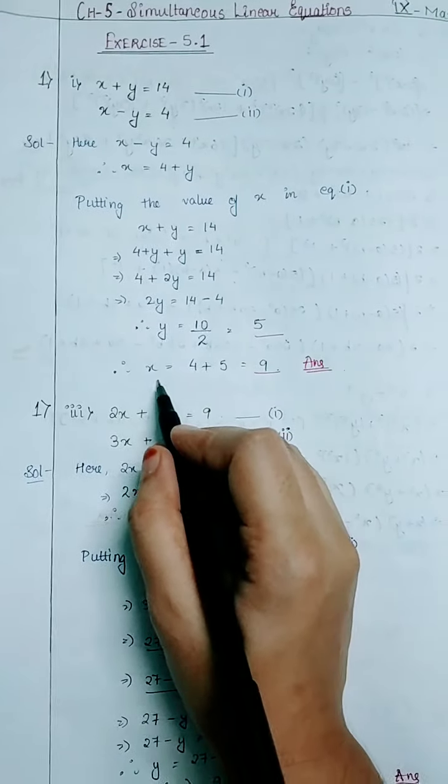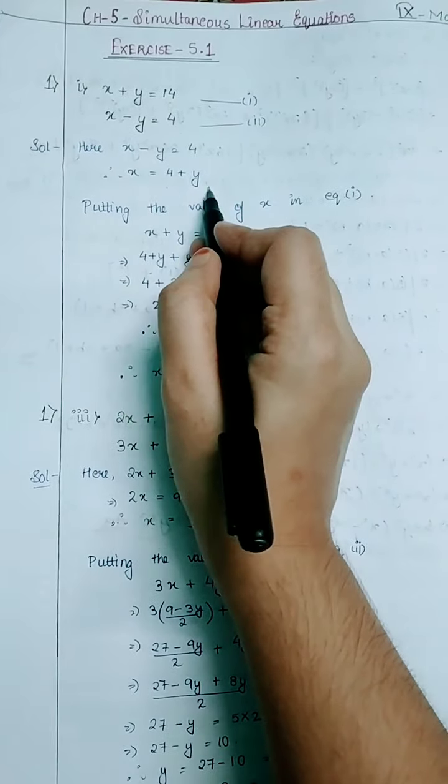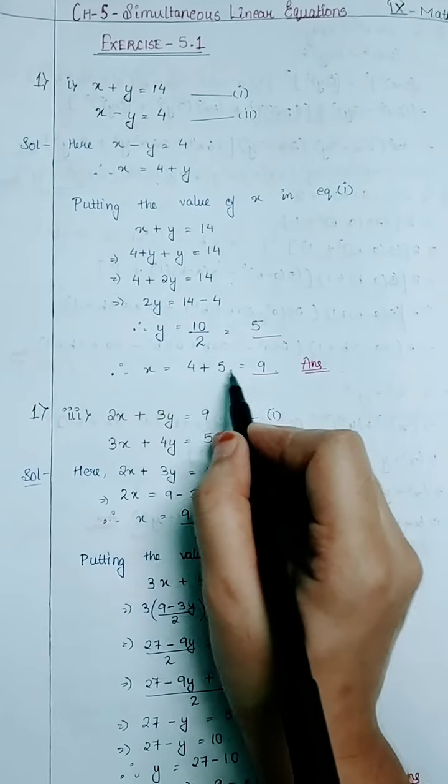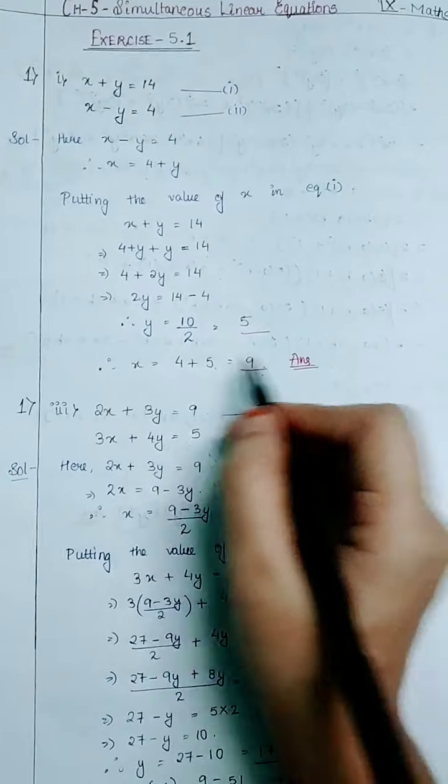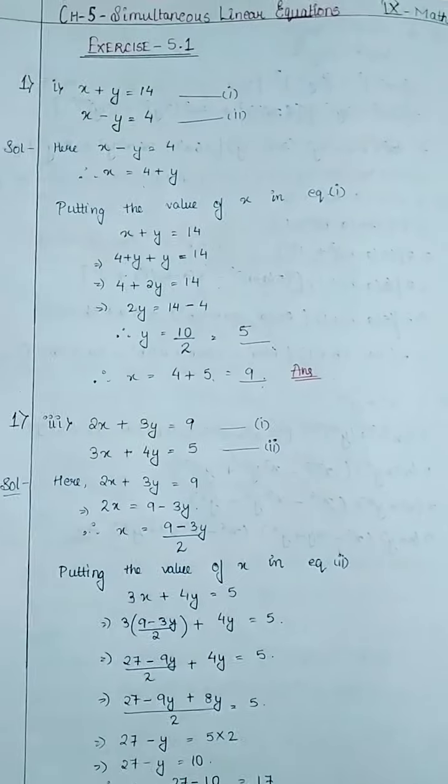After that, we'll find the value of x by putting in this equation, that is 4 plus y. So the y value we have got already, 5. So 4 plus 5 is equal to 9. So this is our answer. Now question number 1 part 3.